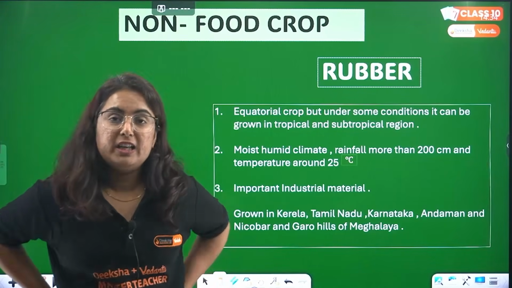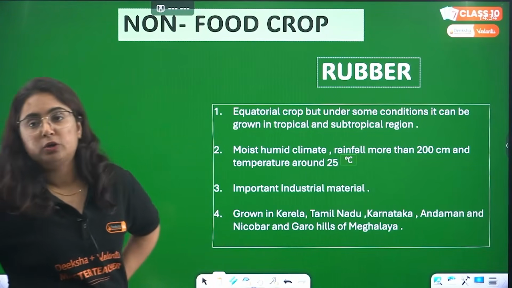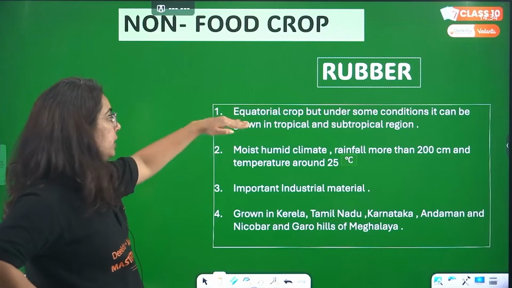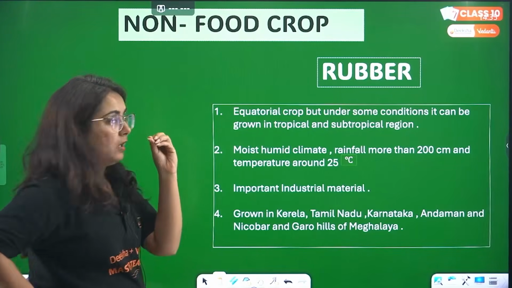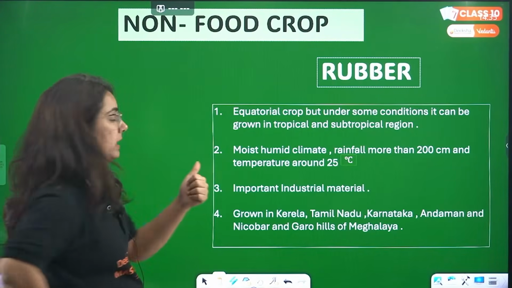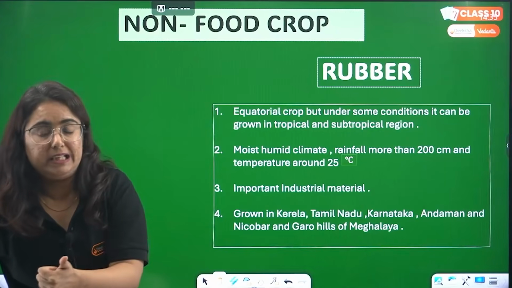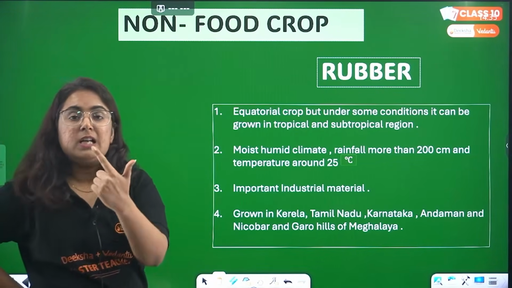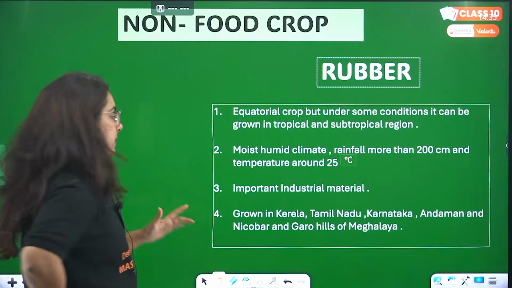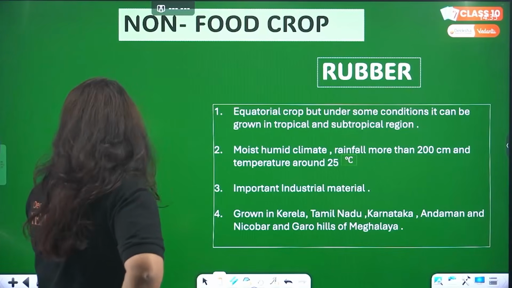High rainfall. So here we started with the very first non-food crop, that is rubber, grown in the equatorial region, sometimes in tropical, subtropical regions, with very high rainfall, 200 centimeters, and temperature of 25 degrees Celsius. It is used for industrial crops.